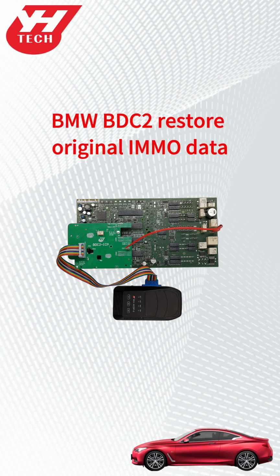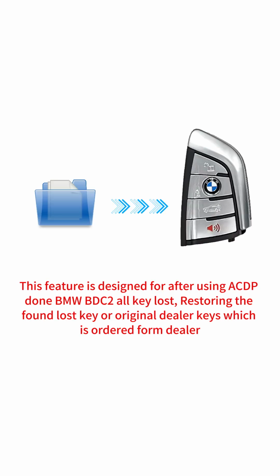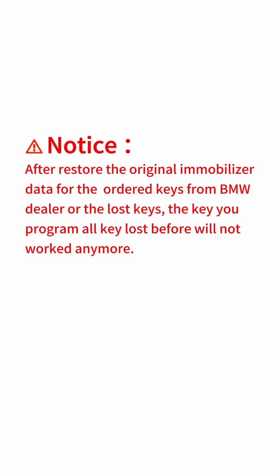This video demonstrates how to restore BMW BDC2 original immobilizer data. This feature is designed for use after ACDP has done All Key Lost on a BMW BDC2, for restoring the found lost key or original dealer keys ordered from the dealer. Notice, after restoring the original immobilizer data for the ordered keys from the BMW dealer or the lost keys, the keys you programmed in All Key Lost before will not work anymore.